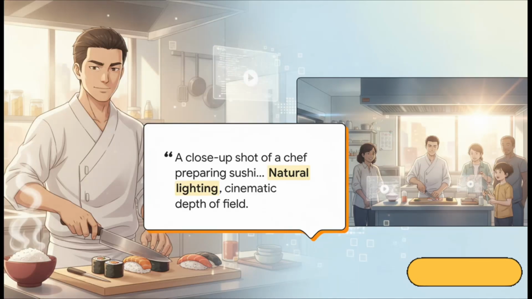Let's actually put this into practice, and this brilliantly illustrates what I mean. Imagine reading this prompt. A close-up shot of a chef preparing sushi in a modern kitchen. Natural lighting, cinematic depth of field, 4K quality. Camera slowly pulls back to reveal the full kitchen environment. Right? We've got our subject, our action, and our setting. But the real magic happens because we threw in those lighting and camera instructions. That, my friends, is how you truly direct an AI.